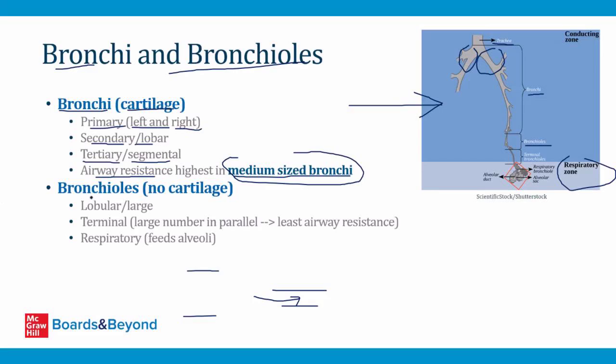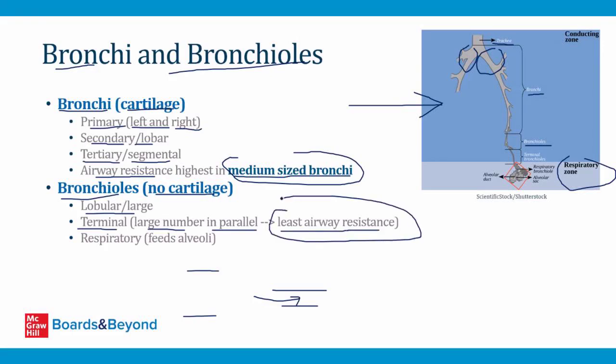Now, in contrast to the bronchi, the bronchioles are defined by the fact that they have no cartilage. The biggest bronchioles are called lobular or large bronchioles. Then you have terminal bronchioles. There are a large number of terminal bronchioles and they're arranged in parallel, and this gives them a very low airway resistance. And it turns out that this is the location of least airway resistance. And then finally, the smallest bronchioles are called the respiratory bronchioles. That's what feeds the alveoli.